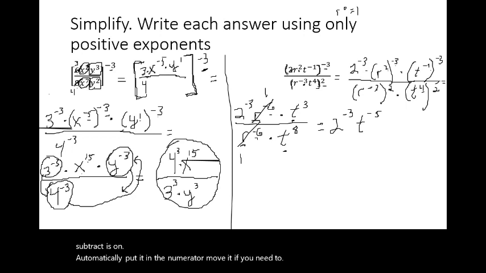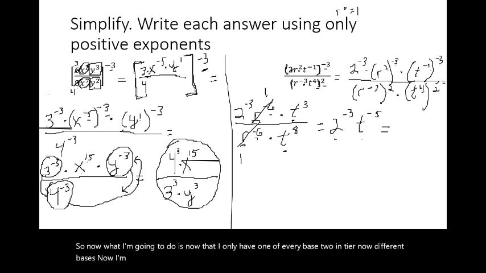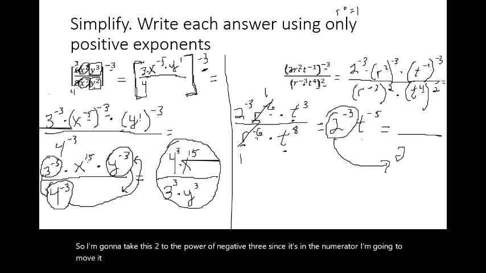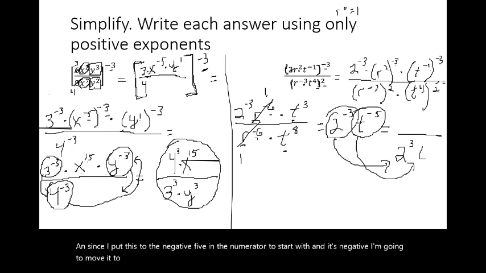So now that I only have one of every base, 2 and t are now different bases, now I'm going to start worrying about negative exponents. So I'm going to take this 2 to the power of negative 3. Since it's in the numerator, I'm going to move it to the denominator to become 2 to the power of positive 3. And since I put this t to the negative 5 in the numerator to start with, and it's negative, I'm going to move it to the denominator now to become t to the power of positive 5.